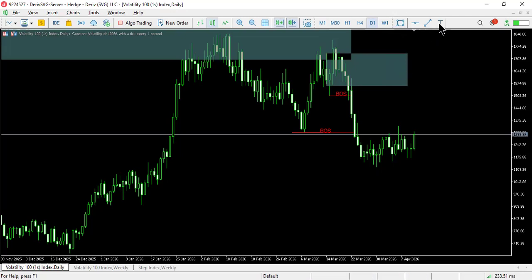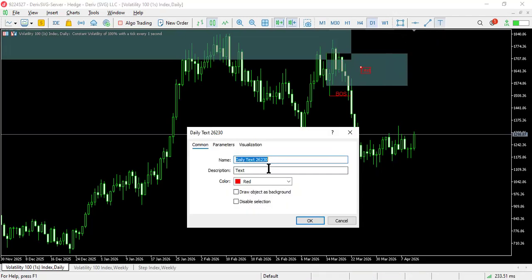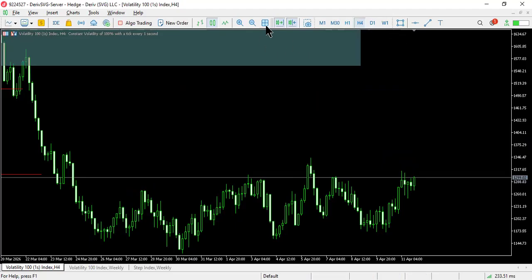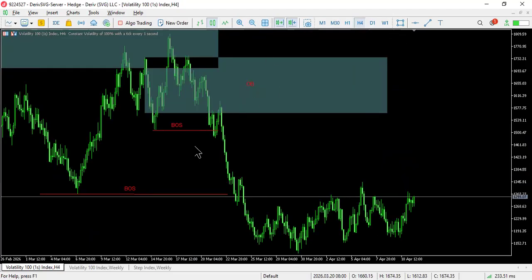from the daily time frame. It is that order block right there. That's pretty much it from the daily time frame. Moving over to the 4 hours time frame.